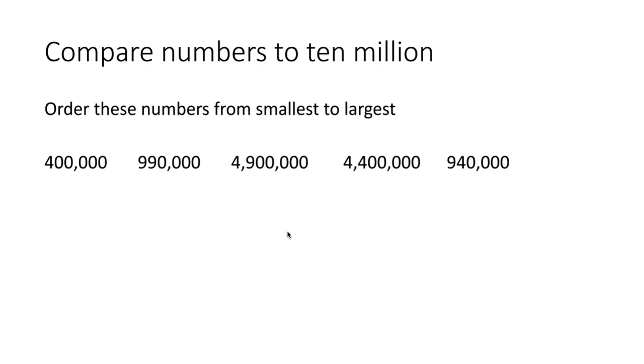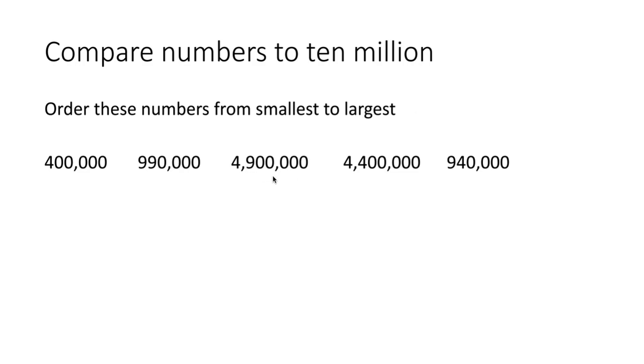This is the final way that we're going to be comparing numbers today. We're going to be ordering these numbers from smallest to largest. Whereas we've been looking for the larger number, we're now looking for the smallest number. So looking across these numbers, 400,000, 990,000, 4,900,000, 4,400,000, 940,000. Well, I know straight away that I can ignore the ones with millions on. They're not going to be the smallest.